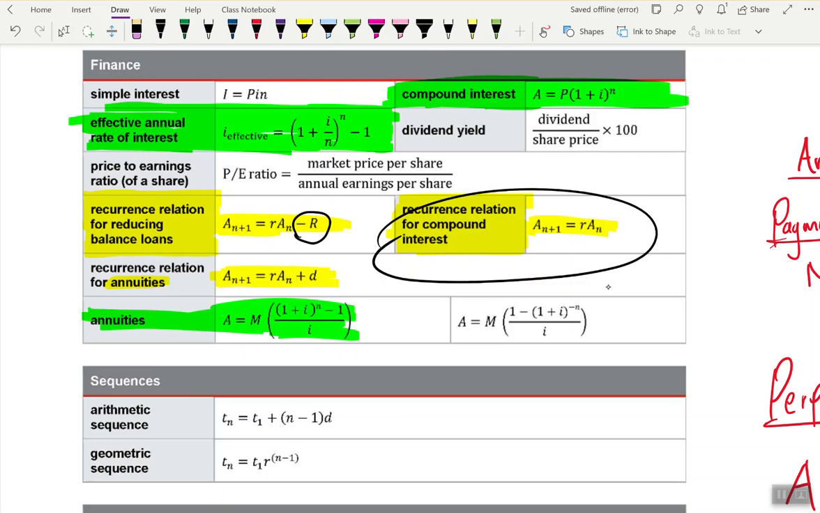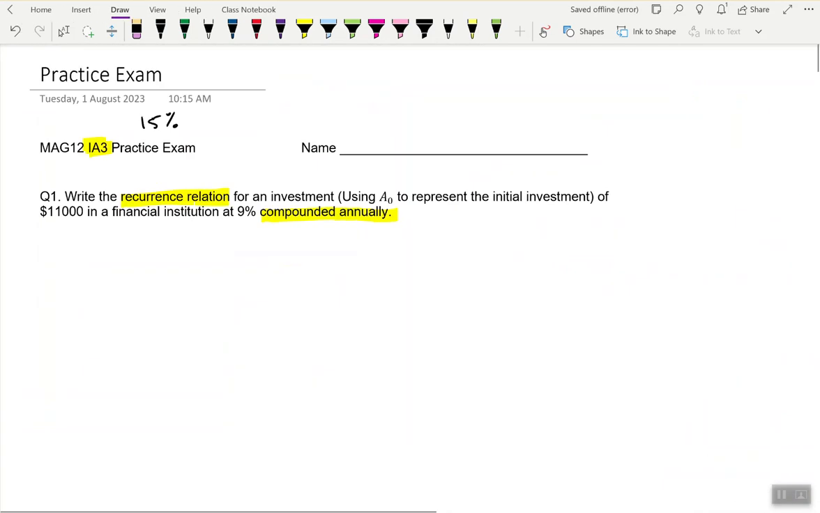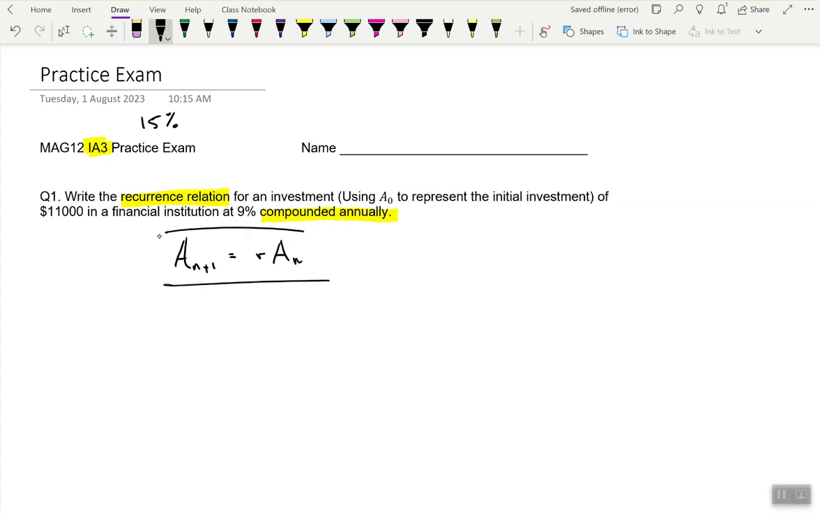So we are just using our normal recurrence relation for compound interest. Question 2 will be where we use this reducing balance loan recurrence relation, but let's do it step by step. Okay, so we know the relation that we're going to be using. The recurrence relation for compound interest, which is R A N. So pick this out from your formula sheet. That is the first step.